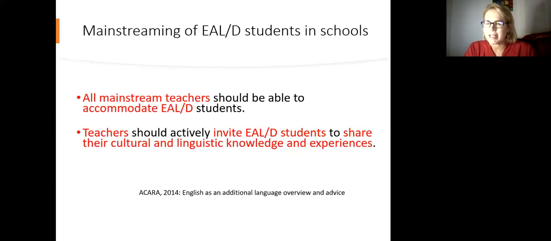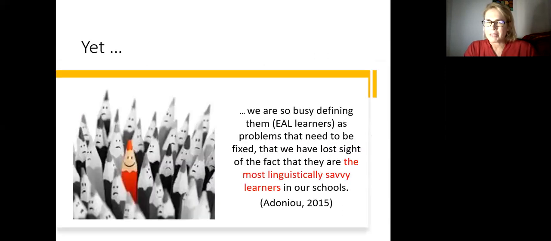And we know that our teachers in government schools, in mainstream schools, are expected to understand the language needs of students who don't speak English as a first language and to accommodate those language needs in the classroom. But we do find that a lot of our teachers find that very difficult, especially if they've grown up as monolingual speakers of English.